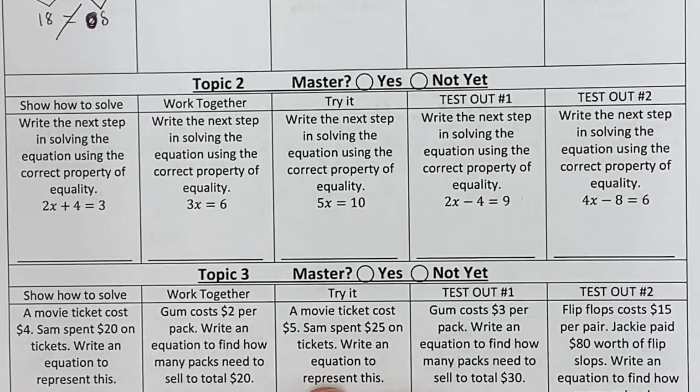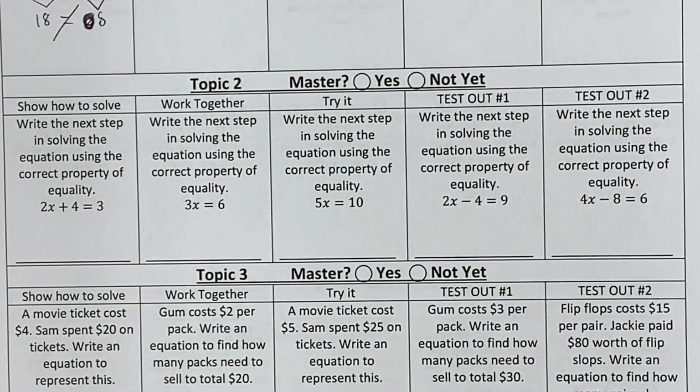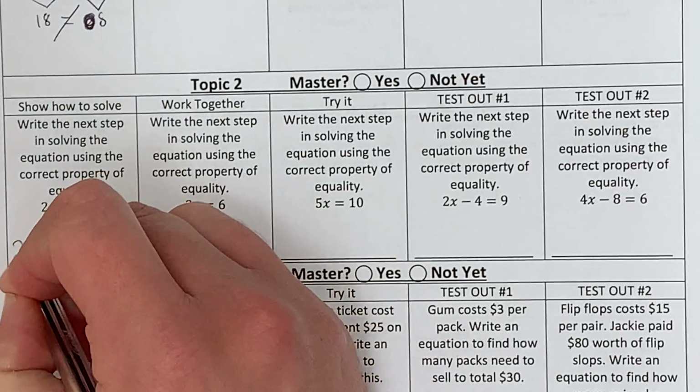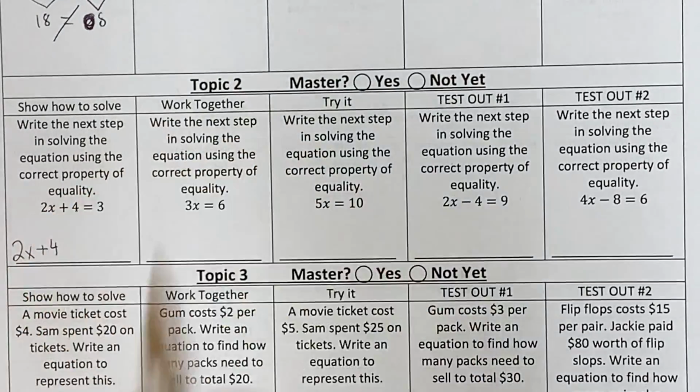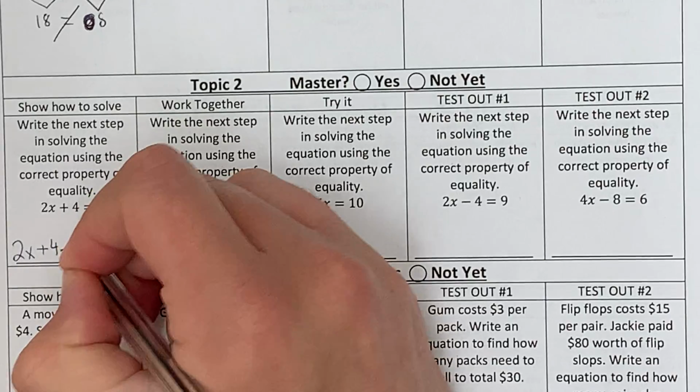All right, topic 2. Write the next step in solving the equation using the correct property of equality. If you can remember our properties of equality, we have addition, subtraction, multiplication, and division. We have to do the opposite of what is being done to x. The first thing I'm going to do is bring down what I have, 2x plus 4. Then I'm going to think, what's the opposite of plus 4? Well, it's minus 4, right? So I'm going to subtract 4.